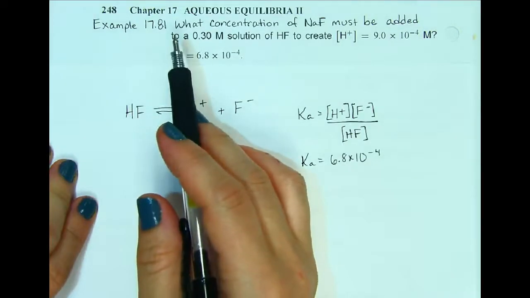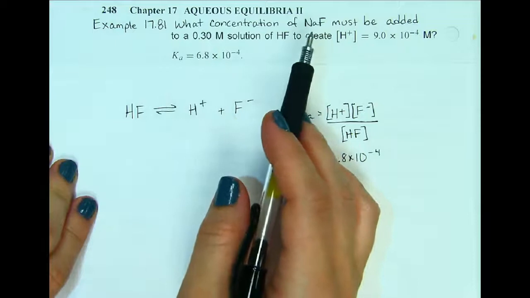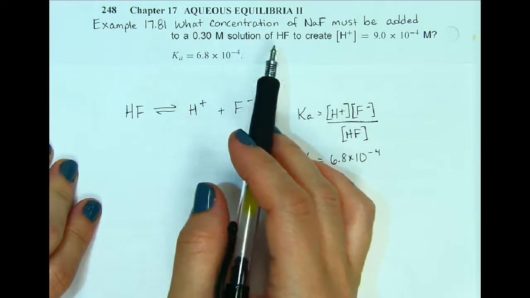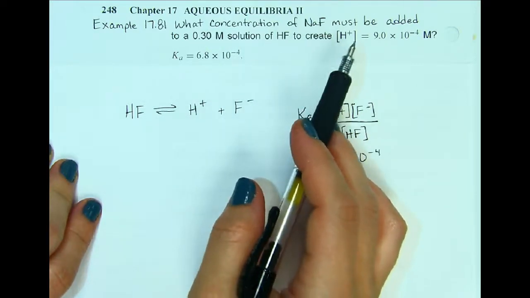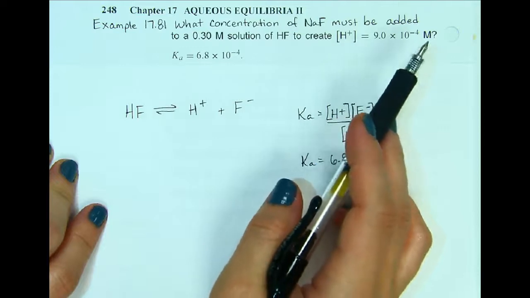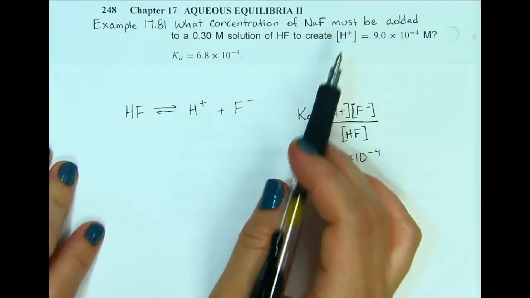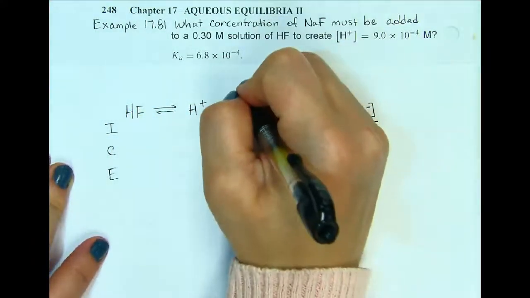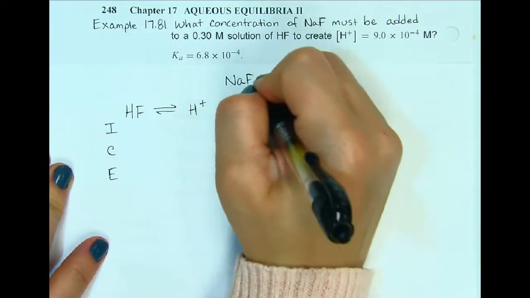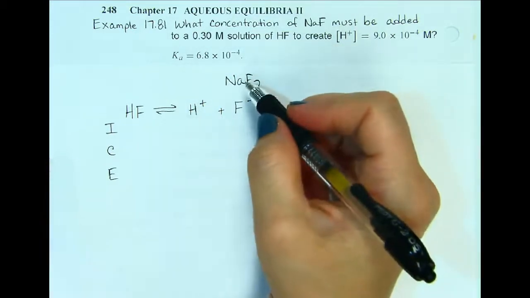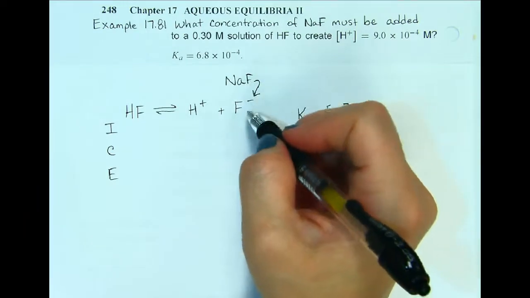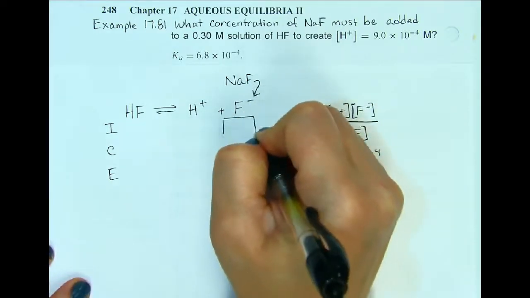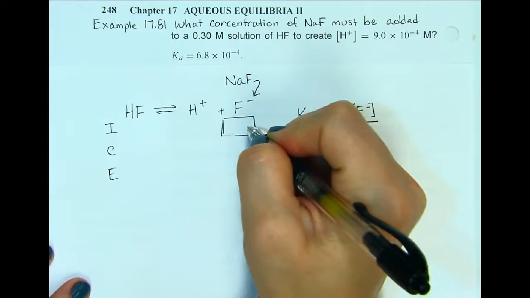So example 17.81: what concentration of sodium fluoride must be added to a 0.30 molar solution of hydrofluoric acid to create a hydrogen concentration of 9 times 10 to the negative 4 molar, at equilibrium? So if I set up my ICE table, the question is how much sodium fluoride we need to add. Remember, sodium fluoride is going to directly relate to how much fluoride ion we have initially. So what I'm trying to determine is this initial value of fluoride.